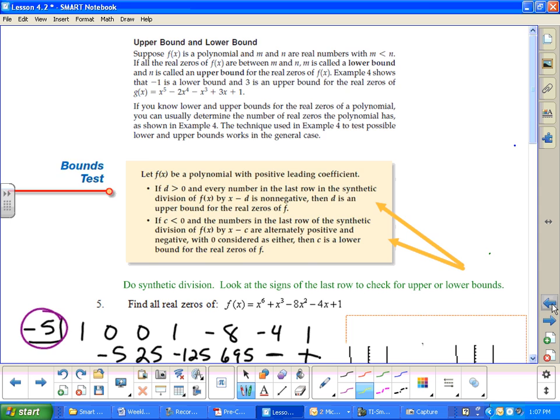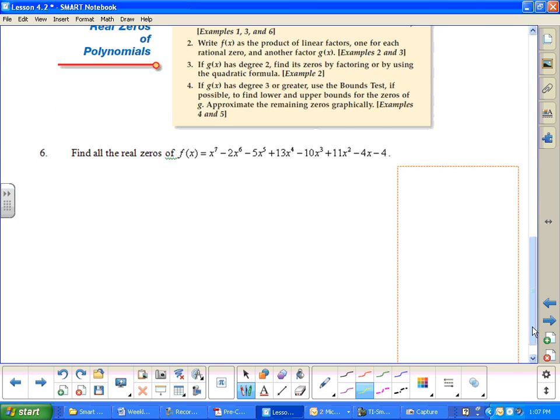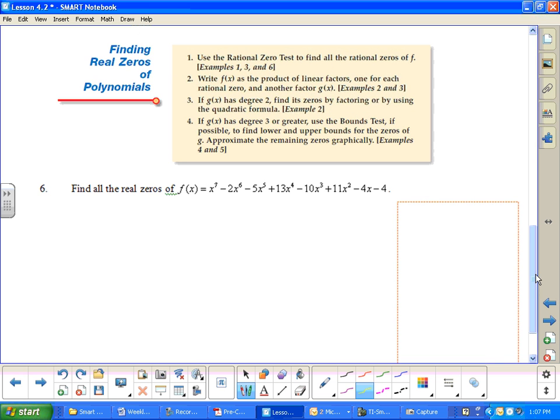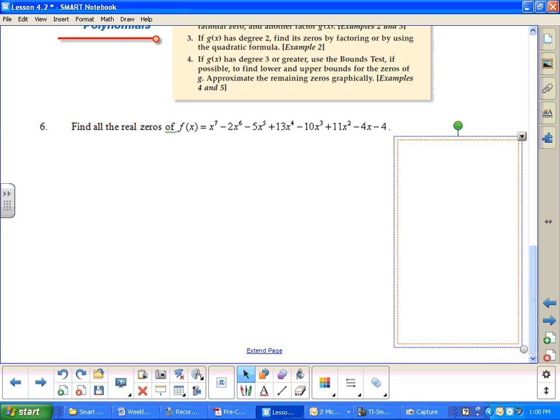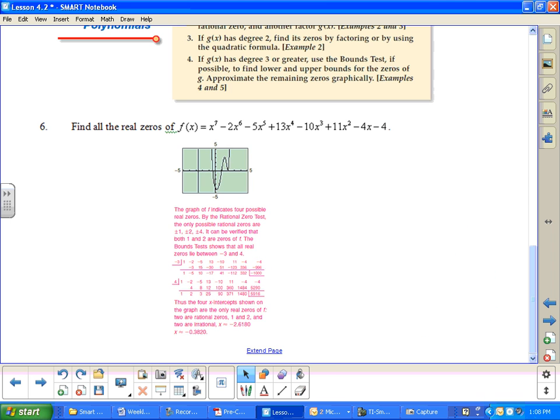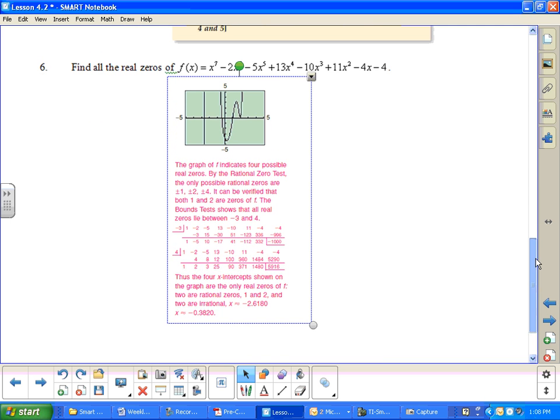Oh, I guess it's down here. Okay. So, example 6. And this is a situation where how many zeros are there possibly? 7 of them. And so when you do these, you're going to have to look at the graph and check the graph for the zeros. And yep, basically the same thing.